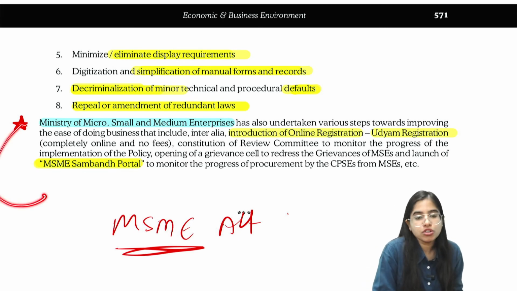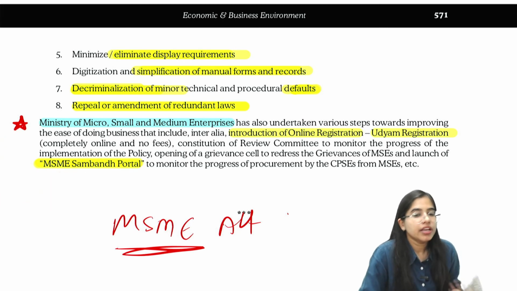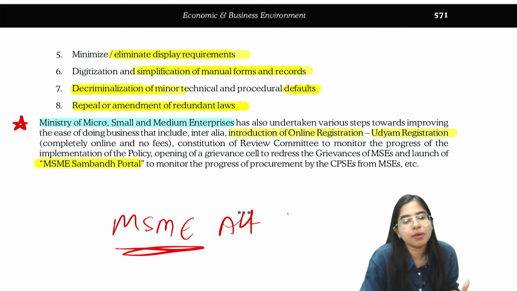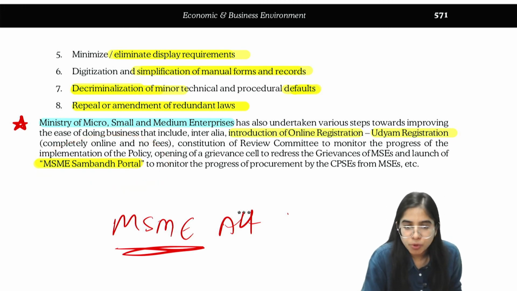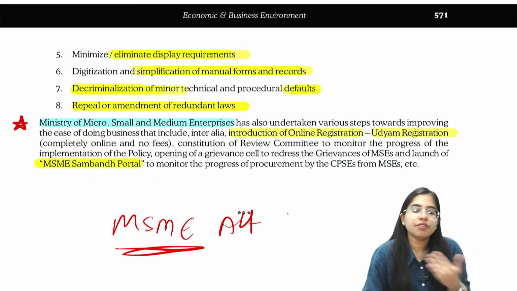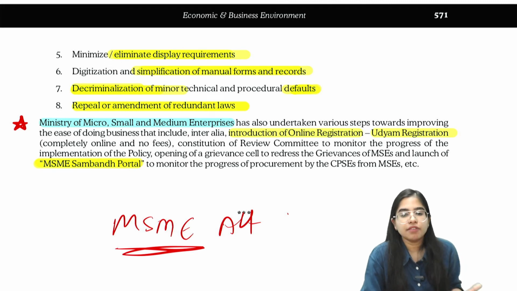MSME has also launched the MSME Samadhan portal. In Hindi, Samadhan means solution. So we will give you a solution for your problem. If any MSME has any grievance or complaint or problem, you can register your complaint on the MSME Samadhan portal. Portal means website. There we will give you Samadhan, which means we will give you a solution.